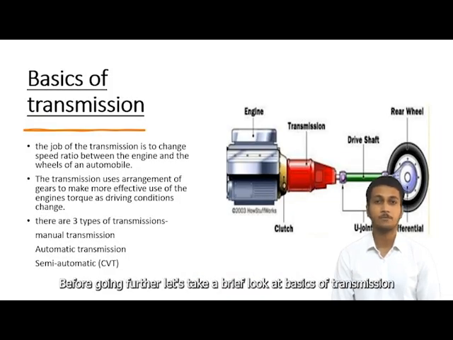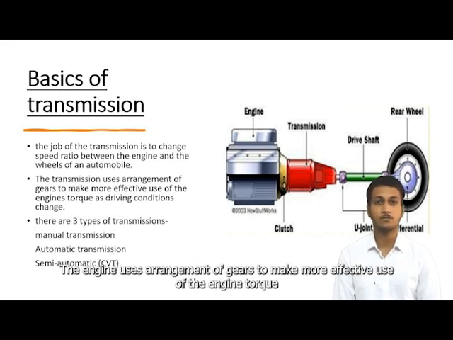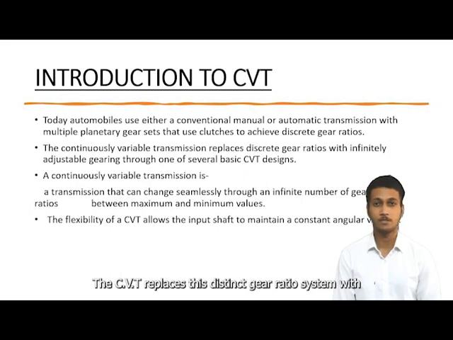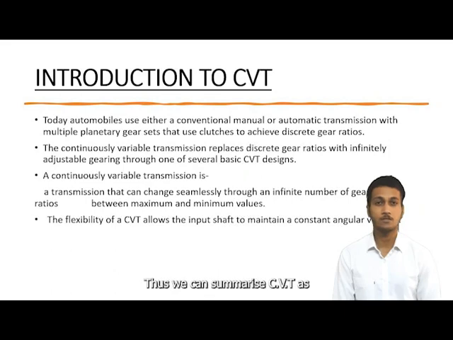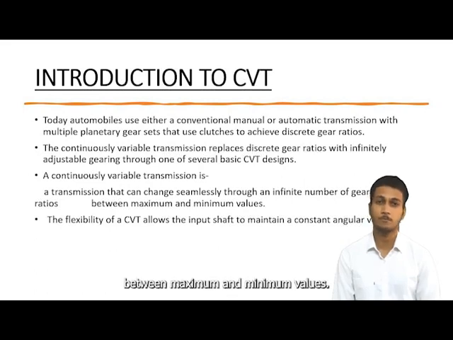Before going further, let us take a brief look at the basics of transmission. The job of the transmission is to change the speed ratio between the engine and the wheels of an automobile. The transmission uses an arrangement of gears to make more effective use of the engine torque as driving conditions change. The continuously variable transmission or CVT replaces this discrete gear ratio system with infinitely adjustable gearing through one of several basic CVT designs available. Thus, we can summarize a continuously variable transmission as a transmission that can change seamlessly through an infinite number of gear ratios between maximum and minimum values.